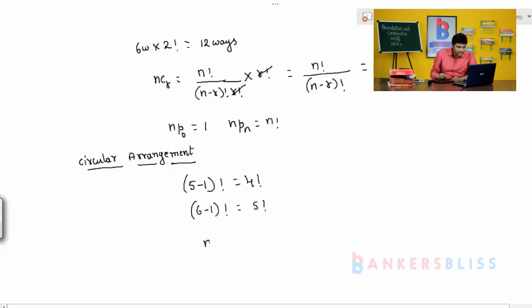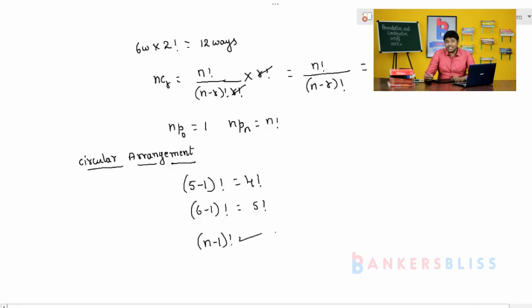If I am selecting n items to arrange in a circular format, then it is n minus 1 factorial. If I want to arrange n members at a circular table, I go with n minus 1 factorial ways. So this is called circular arrangement.